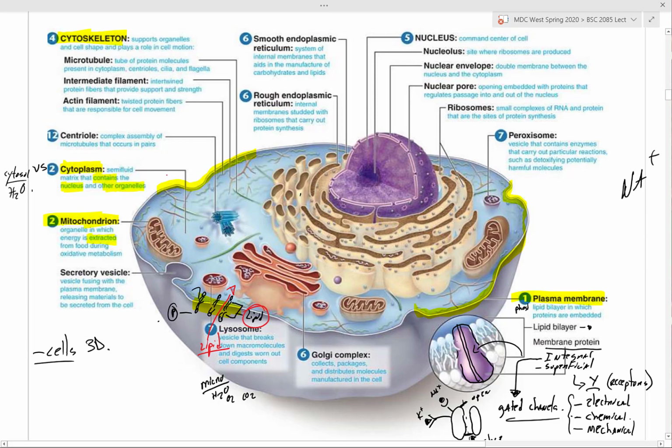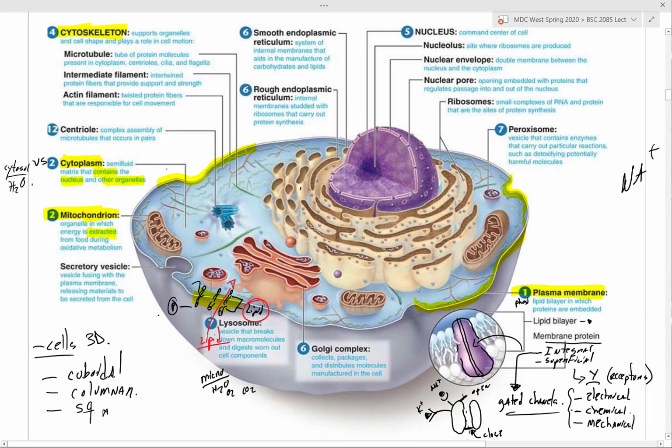The cell's 3D shape means what? What are the different types of cells that you already have? It was covered in the lab. You should have all had this. What are different types of cells? Cuboidal, columnar, one more. The one that looks like a fried egg. Squamous. Okay? So squamous, cuboidal, and columnar. All these are different types of cell shape.